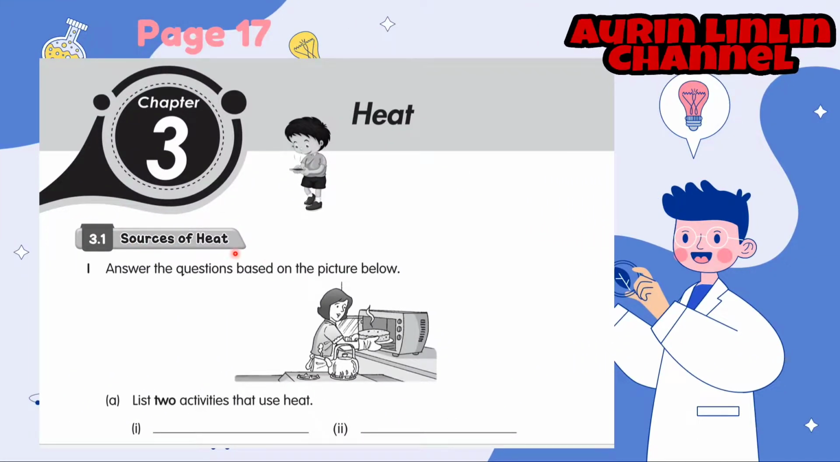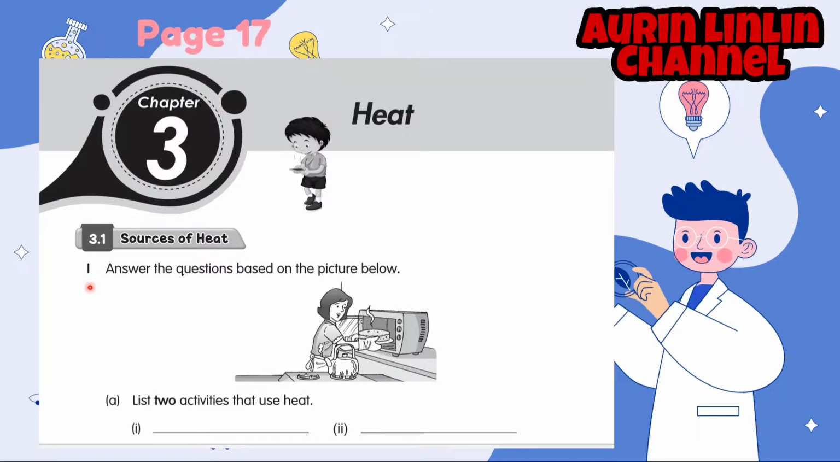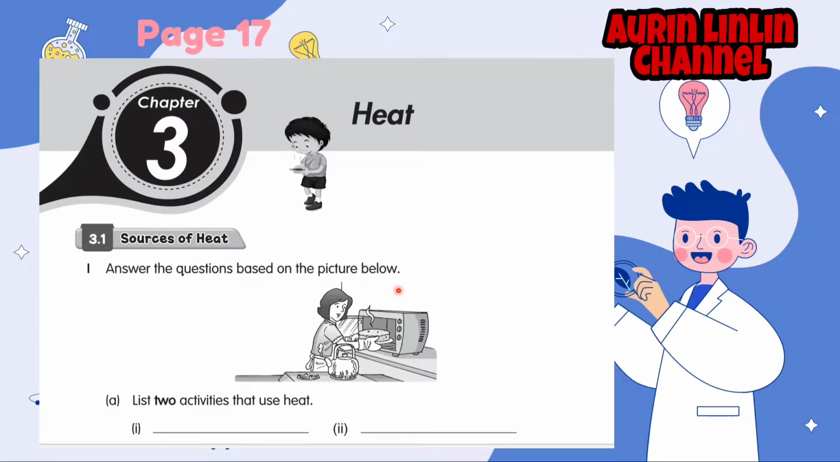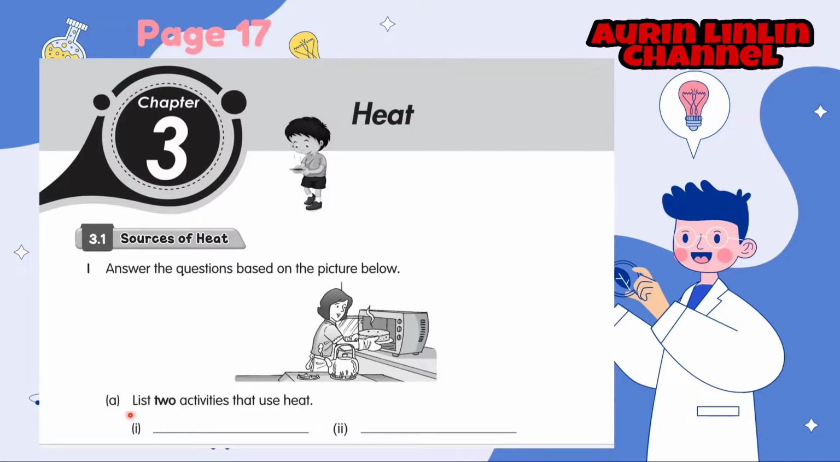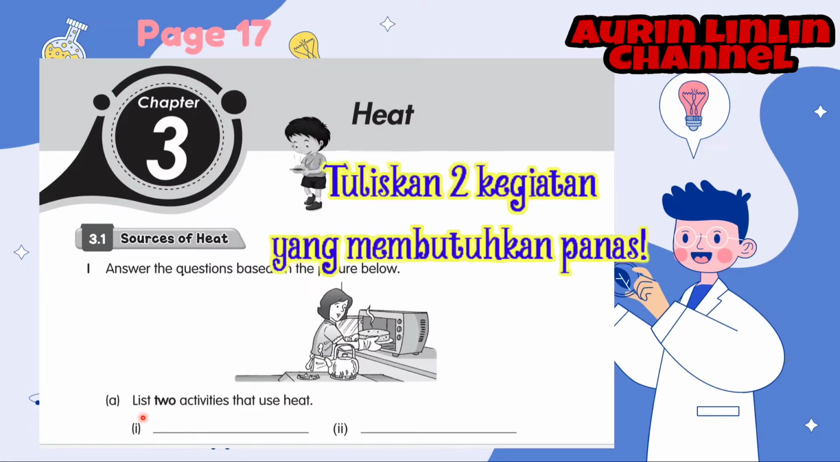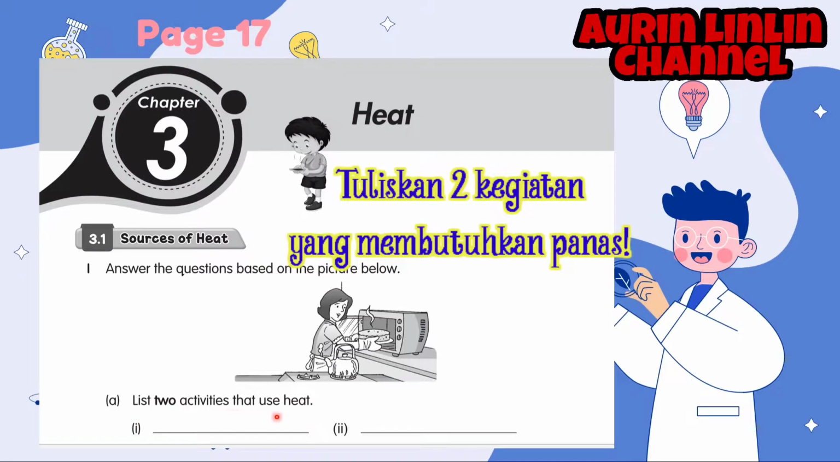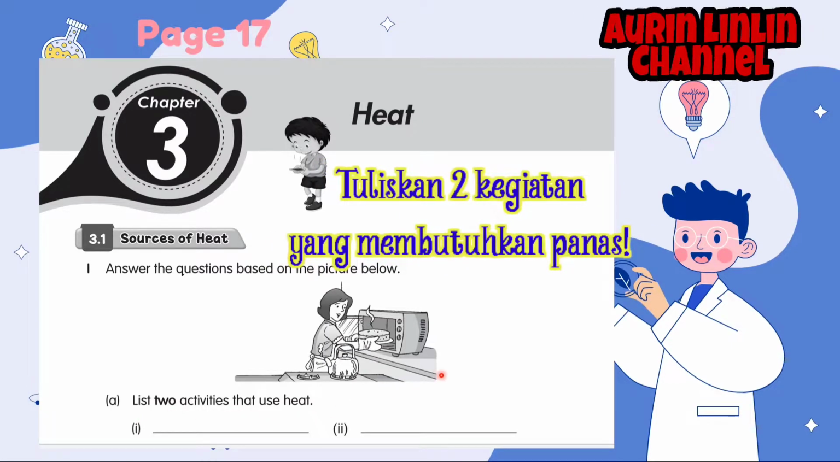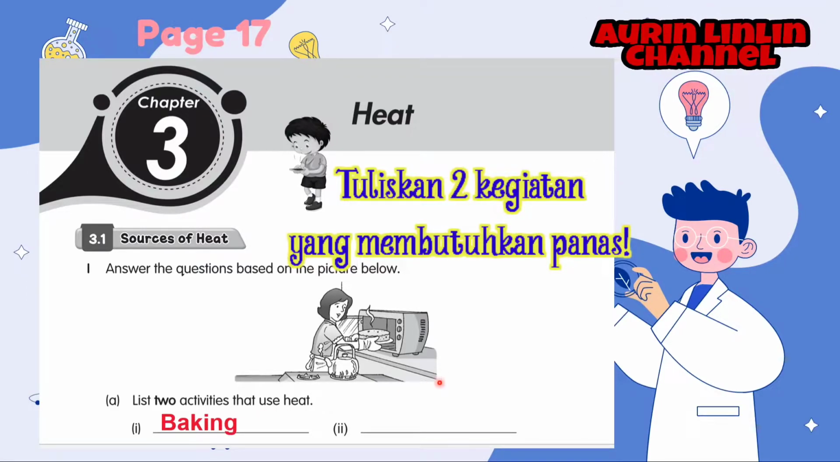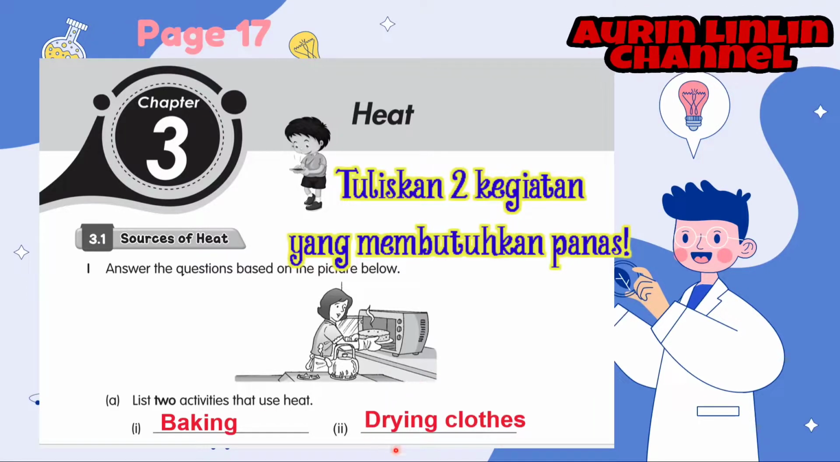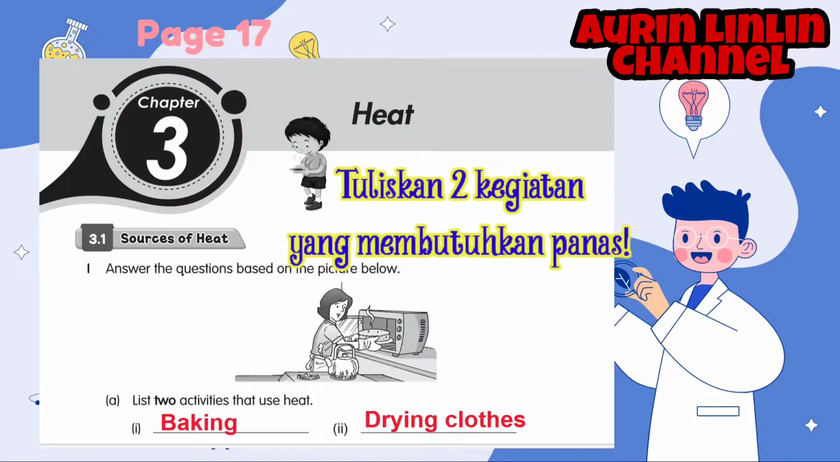Sources of heat. Question number 1. Answer the question based on the picture below. Look at the lady. Question A. List 2 activities that use heat. The first is baking or cooking, and the second is drying clothes.